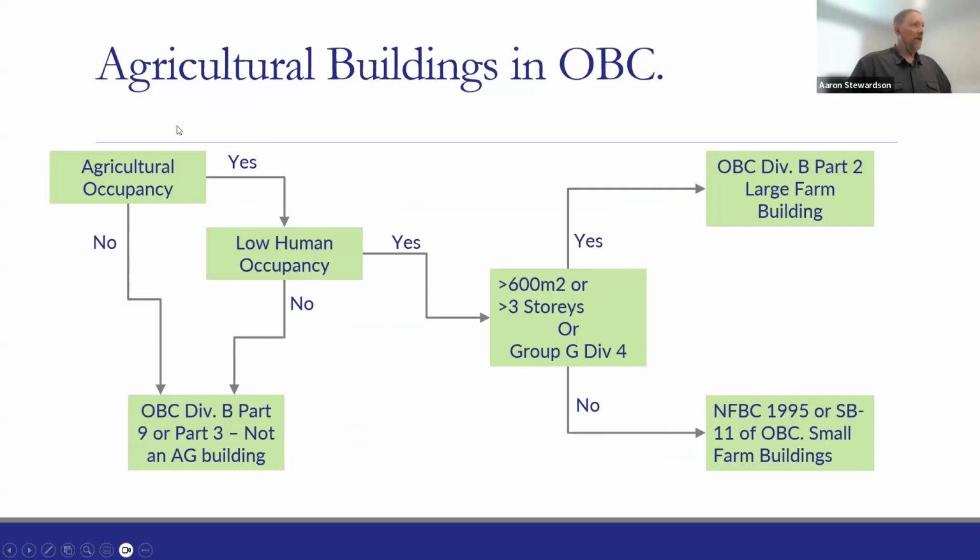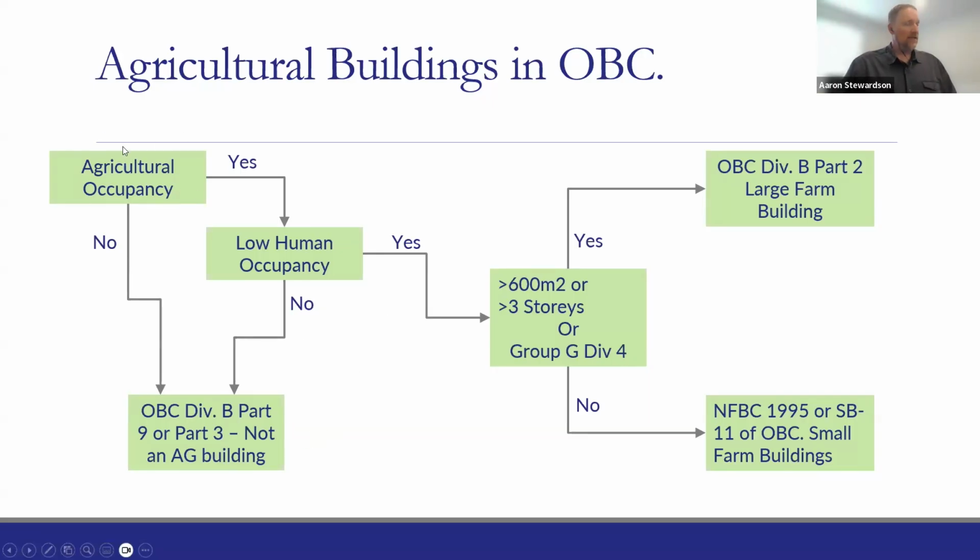And when we have an agricultural occupancy, and it is of low human occupancy, we know we can classify it as a farm building. If it does not meet the test of an agricultural occupancy or does not meet the test of a low human occupancy, then we are put into Part 9 and Part 3 of the Ontario Building Code, which Part 9 is residential houses and smaller buildings, and Part 3 is larger projects, commercial, high rises, those situations.